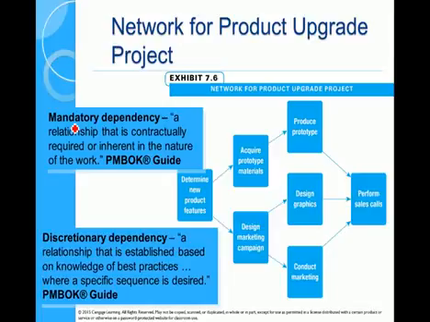Okay. We have mandatory dependencies and we have discretionary dependencies, which I'll let you read. This becomes our project network. It's an activity on node. Each node has the activity, and the arrows mean the link.